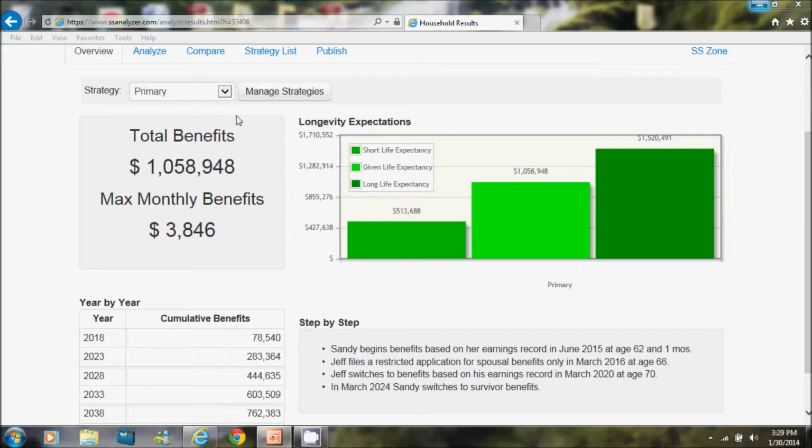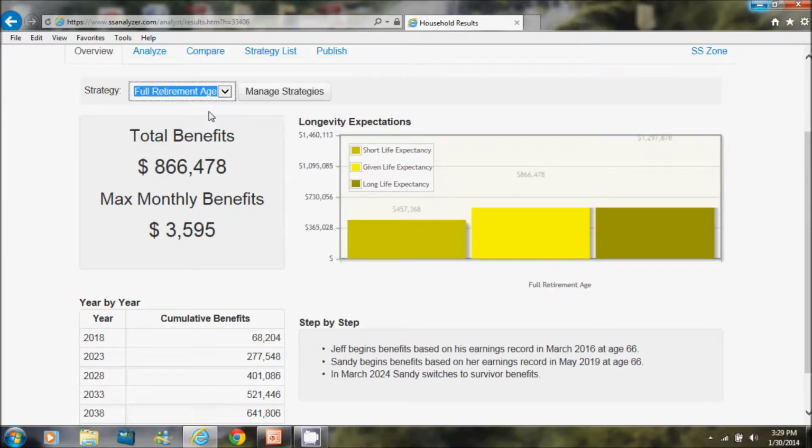$1,058,000 in their lifetime. If, for example, they followed other strategies, like the full retirement age, they would have gotten about $200,000 less. That's a lot of money to leave on the table. Again, what this software is designed to do is to find the best solution for you. And if that doesn't satisfy you, I can show you all sorts of other variations as you've seen today.